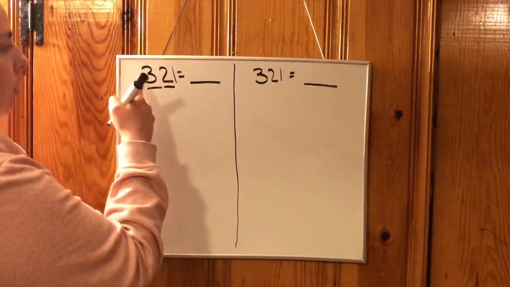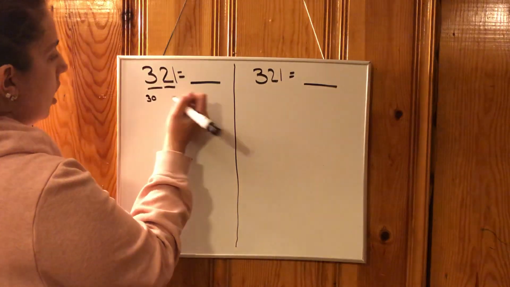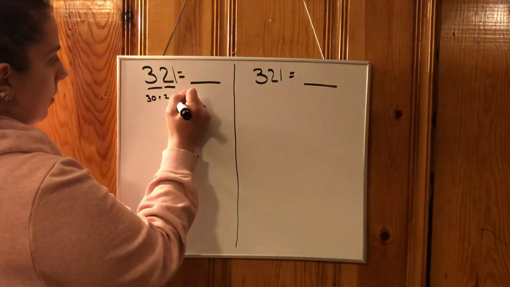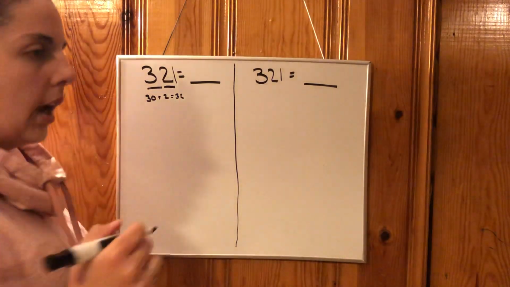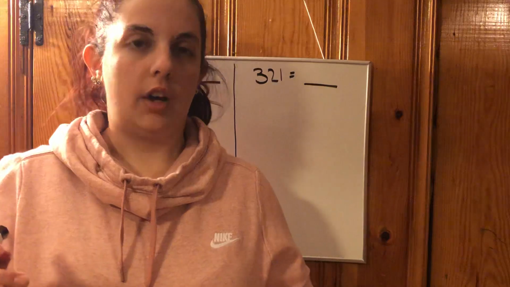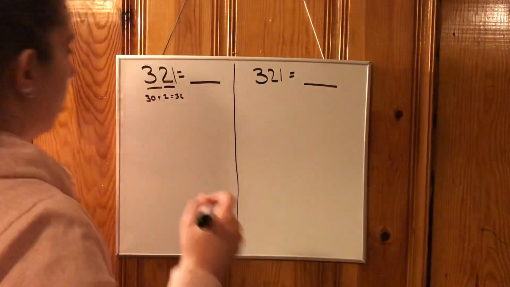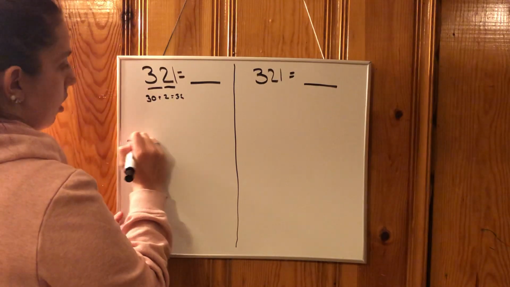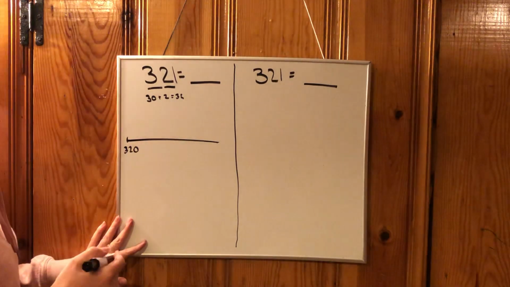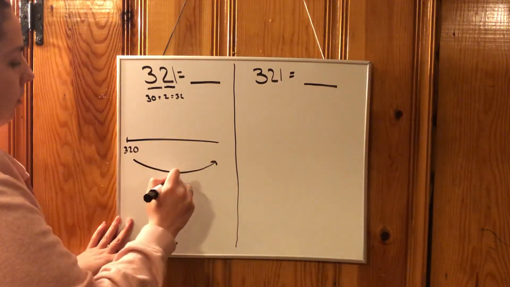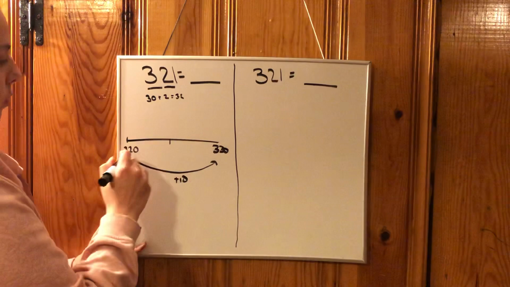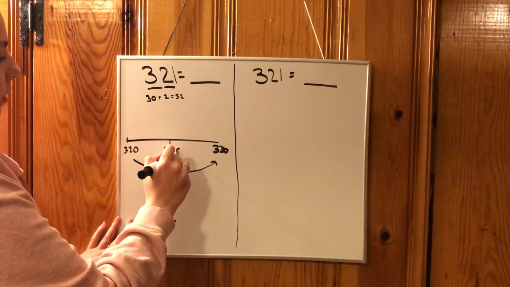So if we have 3 tens, that gives us 30, plus 2 tens, that gives us 32 tens. 32 tens, if we sat here and skip counted by tens 32 times, would give us 320. So that would be our first benchmark on our number line. Now, since we're rounding to the nearest 10, we're adding 10. That gives us 330, and in the middle would be 325.